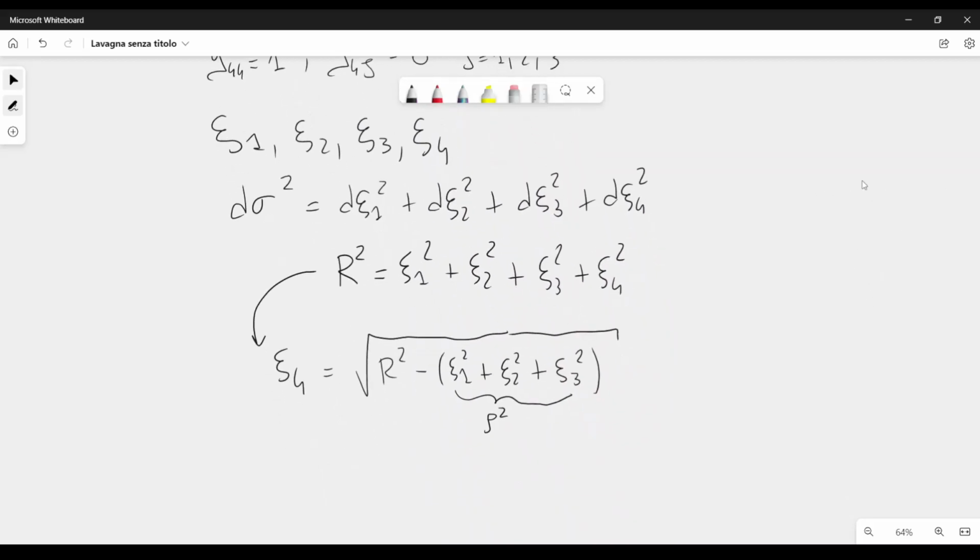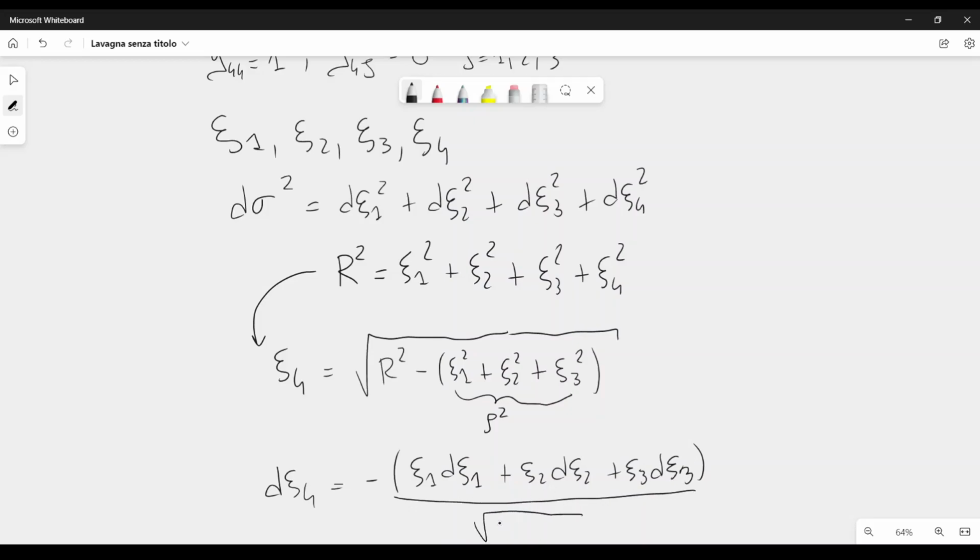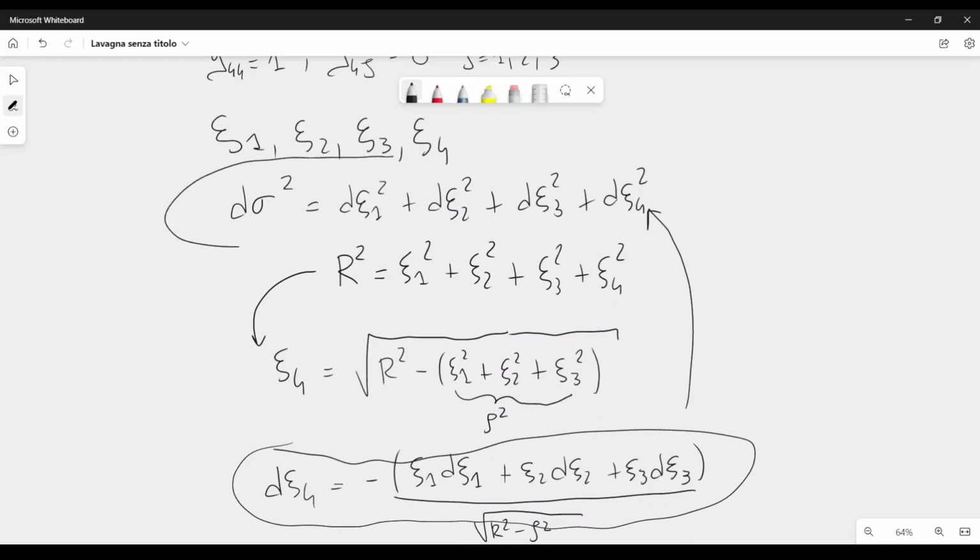And from here we find dξ4 equal to minus (ξ1 dξ1 plus ξ2 dξ2 plus ξ3 dξ3), and then we divide this by the square root of r² minus ρ², like this. In principle, we also have a plus or minus sign here, but this is not important because we will now substitute this differential here in this expression for dσ².